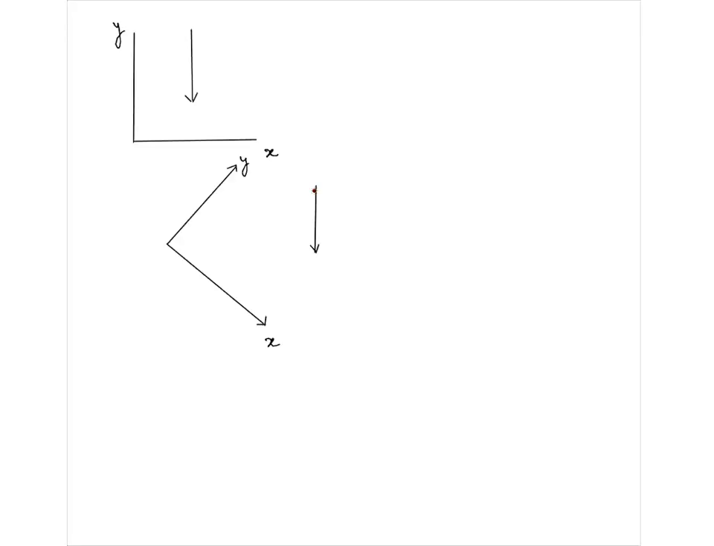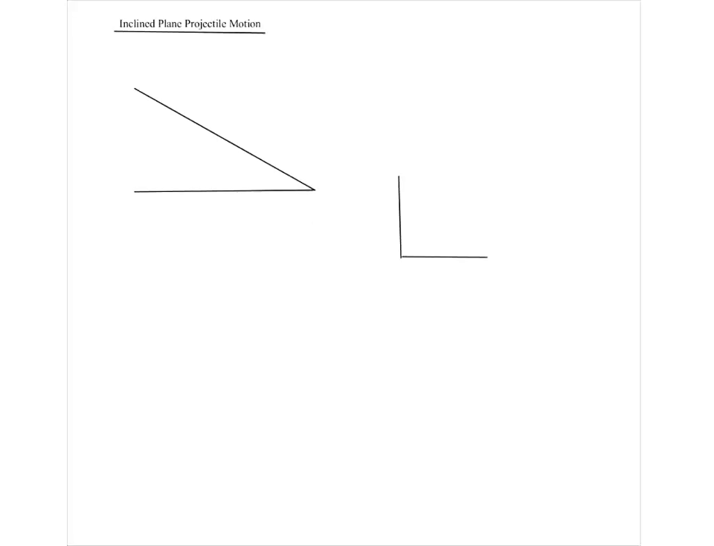For example, if the question is asking you the range for a motion of this sort, and range is now defined as this, then you can clearly see that it should be an advantage to take this as your perhaps x-axis. Question is asking you for range, say for example.